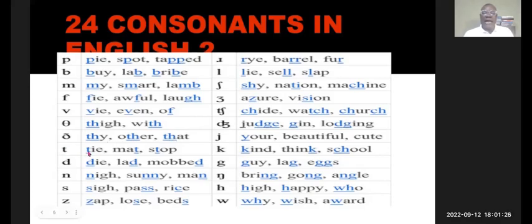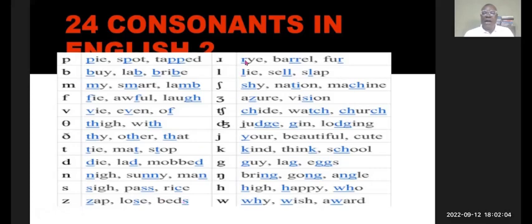T: tie, mat, stop. D: die, lad, mobbed. N: nigh, sunny, man. S: sigh, pass, rice. Z: zap, lose, beds.